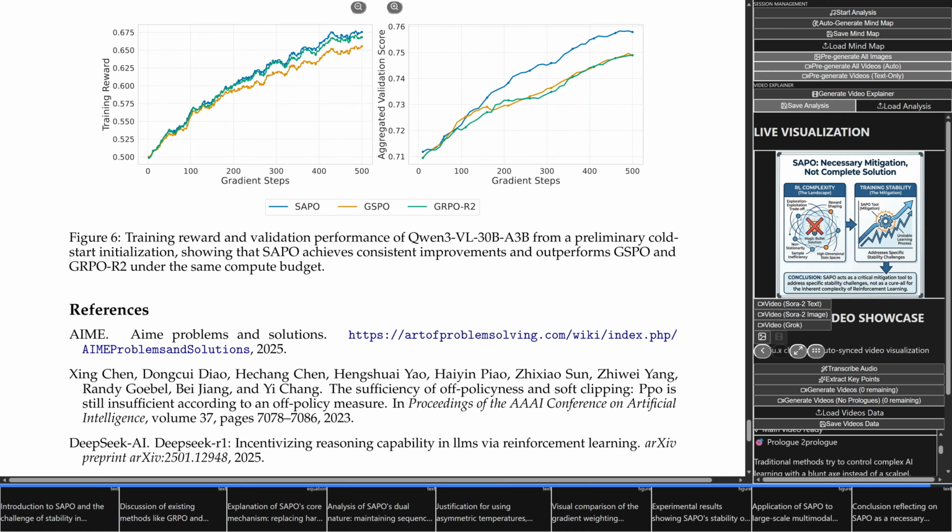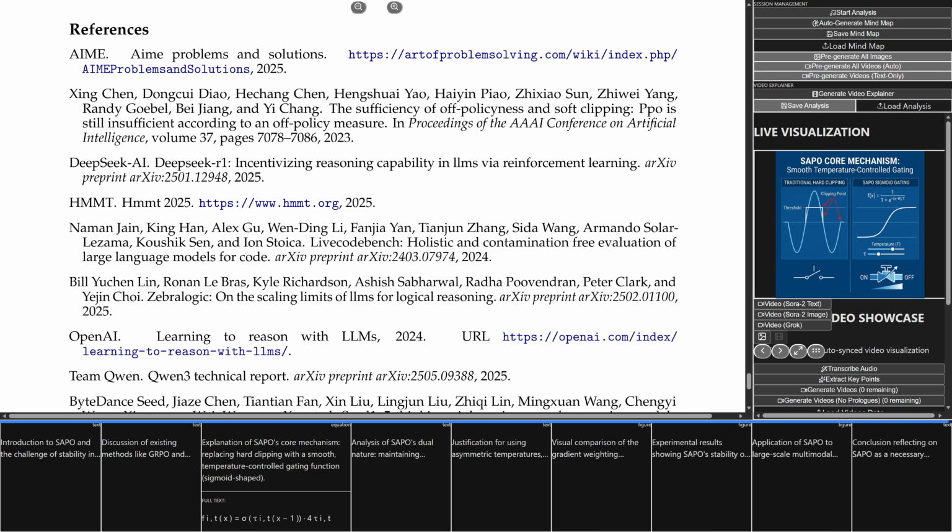So the question is, will smooth gating functions like SAPO become the absolute new default for all LLM fine-tuning? Or are there even deeper, stranger instabilities lurking in the future of, say, trillion-parameter models that we haven't even found names for yet? Something to mull over until our next deep dive.